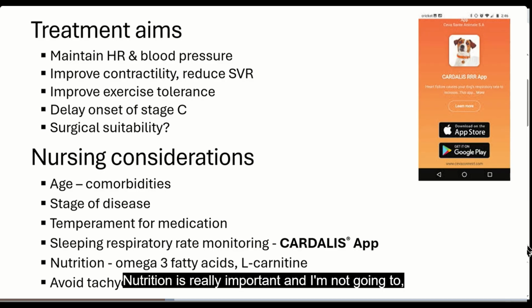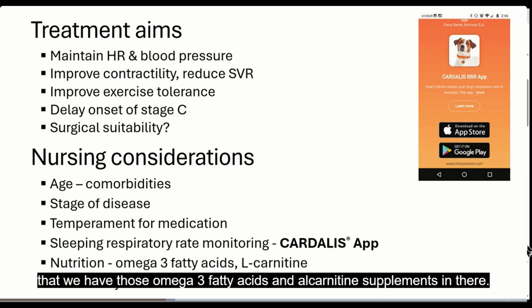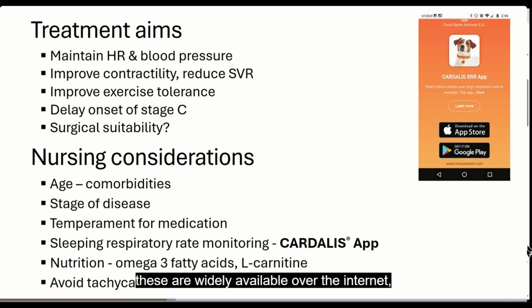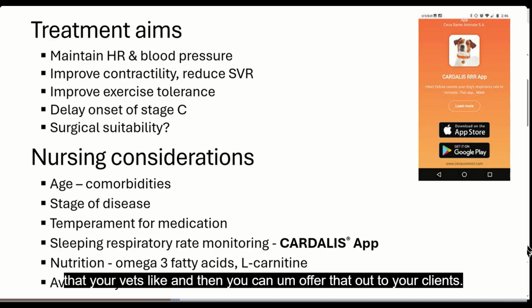Nutrition is really important, and I'm not going to speak about any specific diets, but definitely making sure that we have those omega-3 fatty acids and L-carnitine supplements in there. Again, these are widely available over the internet. They don't need to be sourced from a veterinary practice. You can get your clients to source them online, but it's been shown that particularly the omega-3 fatty acids and the L-carnitine can really help heart health. So it's definitely something to look into, to either stock on your shelves as a practice or to find a brand name that your vets like, and then you can offer that out to your clients.